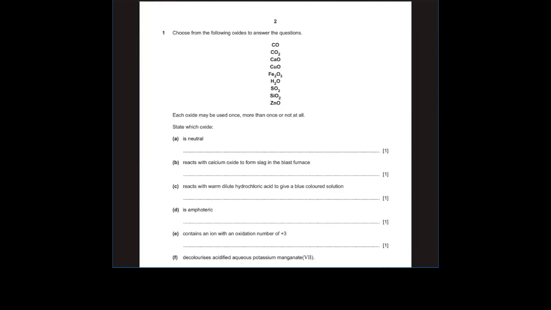So we know that H2O is the one, water. So we'll write H2O. B reacts with calcium oxide to form slag in the blast furnace. We have studied that, so it is silicon dioxide. We have it here.